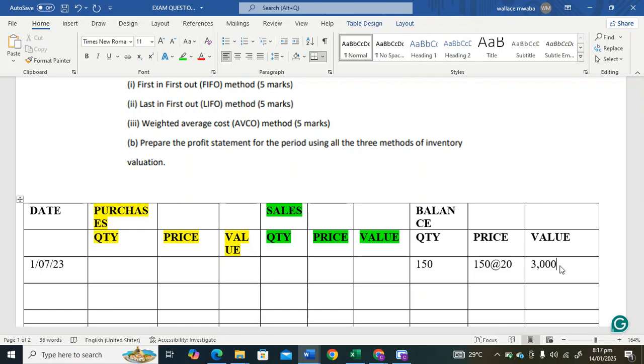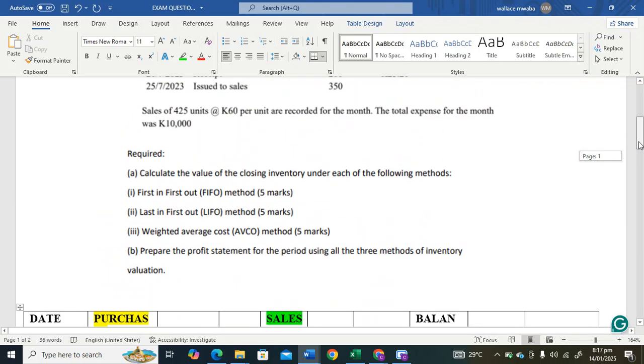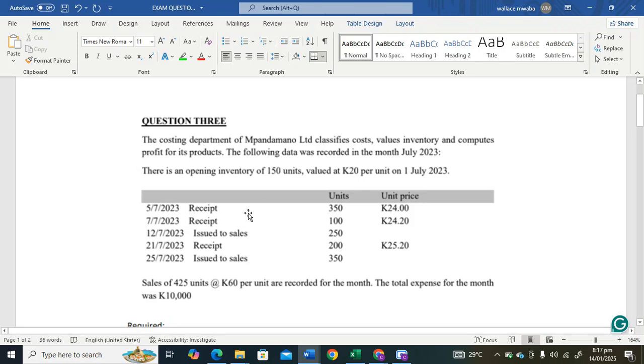Any questions, colleagues? Are we all okay with the first part? Always take note of your opening inventory. If there's no opening inventory, then you go straight to the transaction. Okay, we go to our first transaction.